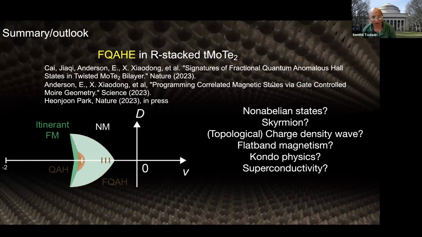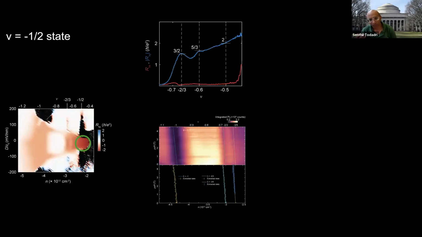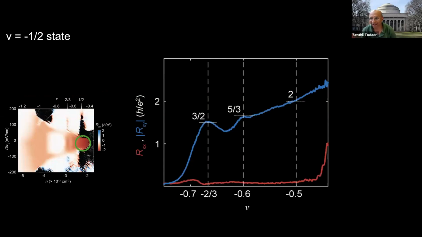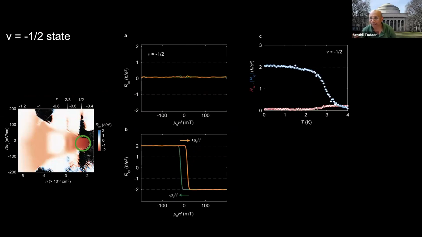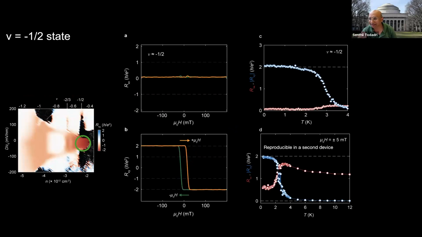Thanks for the talk. This work is absolutely wonderful. For this nu equals half state, your Rxy is very close to 2h over e squared, right? As you say, your Rxx is not quite 0, it's 2 kilo ohms or something. Now, if I were to contemplate a gapped state at nu equals half, it probably has a smaller gap than at, say, nu equals 2/3. So you said it's not gapped. Can you put a bound on the gap from your experiment?